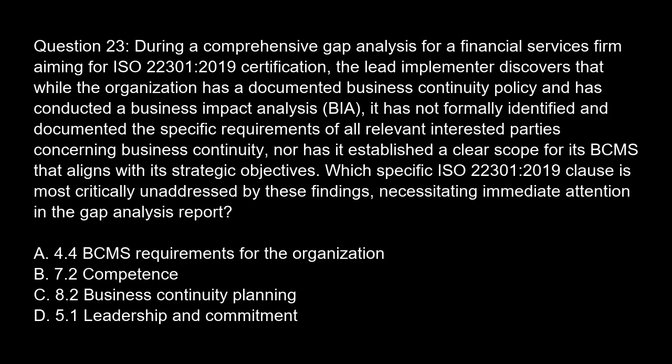Question 23. During a comprehensive gap analysis for a financial services firm aiming for ISO 22301-2019 certification, the lead implementer discovers that while the organization has a documented business continuity policy and has conducted a business impact analysis, BIA, it has not formally identified and documented the specific requirements of all relevant interested parties concerning business continuity, nor has it established a clear scope for its BCMS that aligns with its strategic objectives. Which specific ISO 22301-2019 clause is most critically unaddressed by these findings, necessitating immediate attention in the gap analysis report?